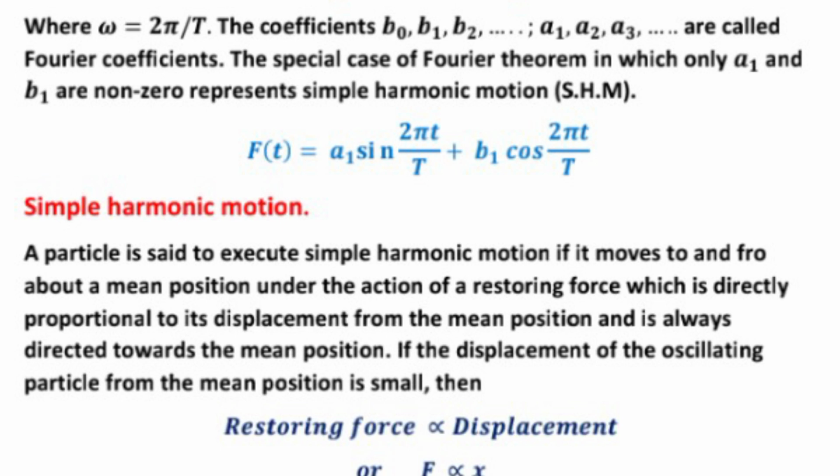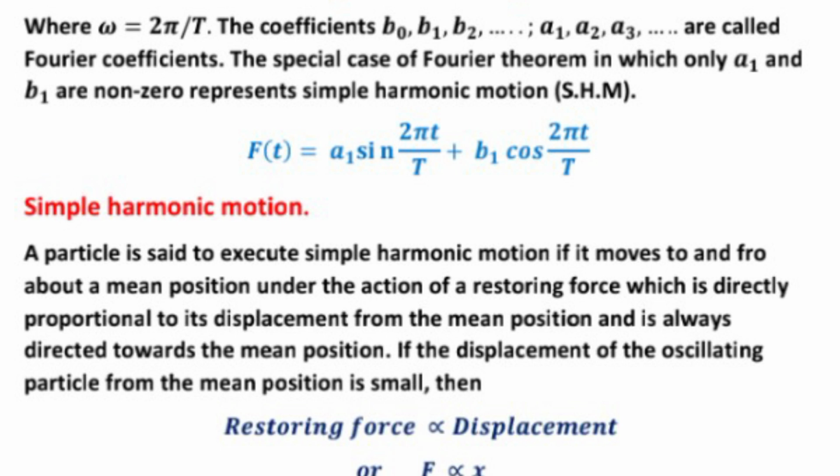The special case of Fourier theorem in which only a1 and b1 are non-zero represents simple harmonic motion, SHM, and f(t) equal to a1 sin(2πt/T) plus b1 cos(2πt/T).